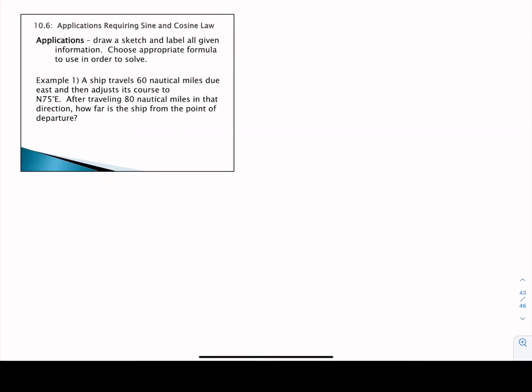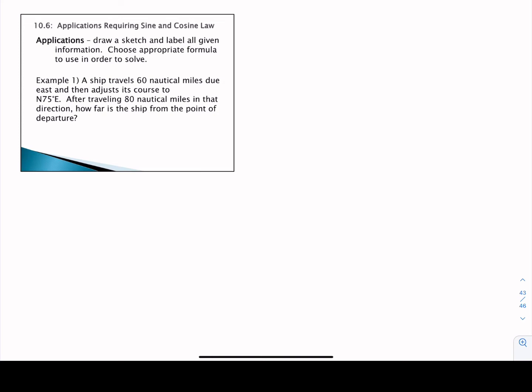Let's have a read with example number 1. It says a ship travels 60 nautical miles due east and then adjusts its course to north 75 degrees east. After traveling 80 nautical miles in that direction, how far is the ship from the point of departure? Sometimes it takes me a couple of attempts to make a really solid sketch.